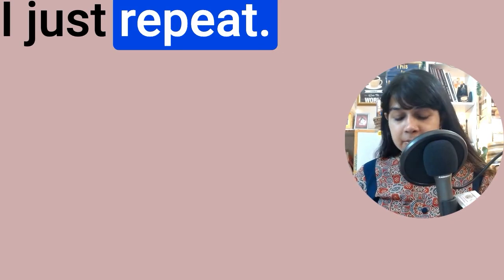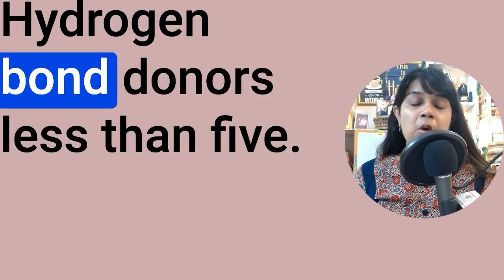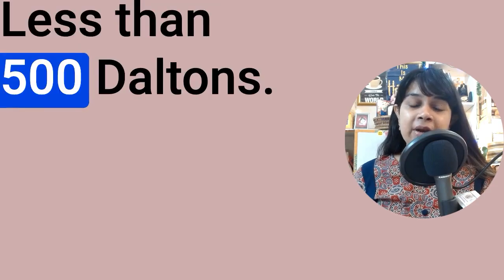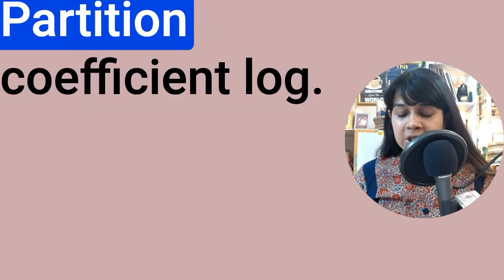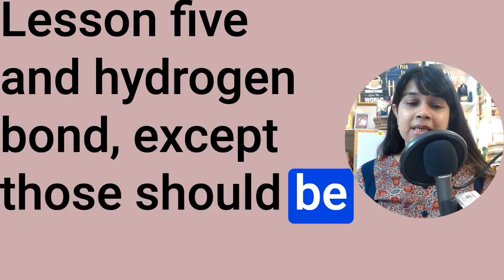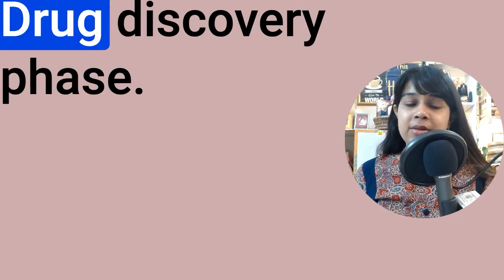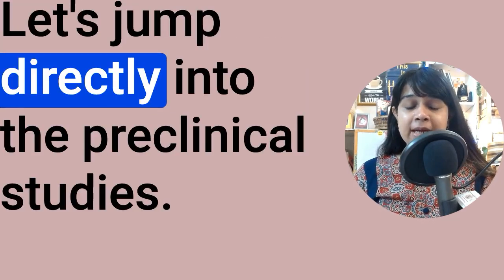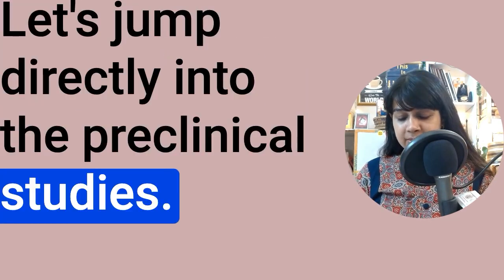I'll just repeat. Hydrogen bond donors less than 5. Molecular weight less than 500 Daltons. Partition coefficient log P less than 5, and hydrogen bond acceptors less than 10. Now this is all about the drug discovery phase. Let's jump directly into the preclinical studies.